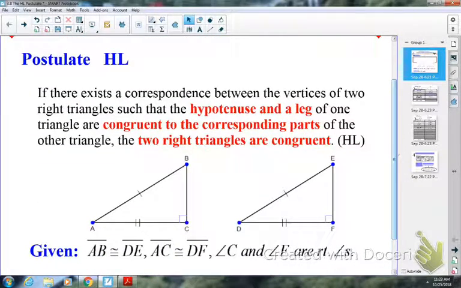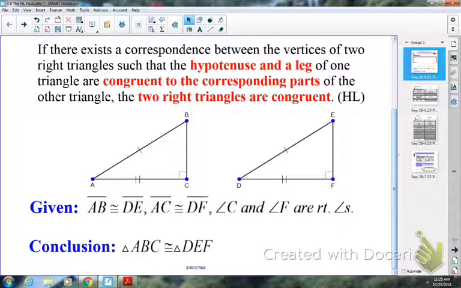Okay, so again, if there exists a correspondence between the vertices of two right triangles such that the hypotenuse and a leg of one triangle are congruent to the hypotenuse and leg of the other triangle, the corresponding parts, then the triangles are congruent. And again, we call this, for our method, HL.